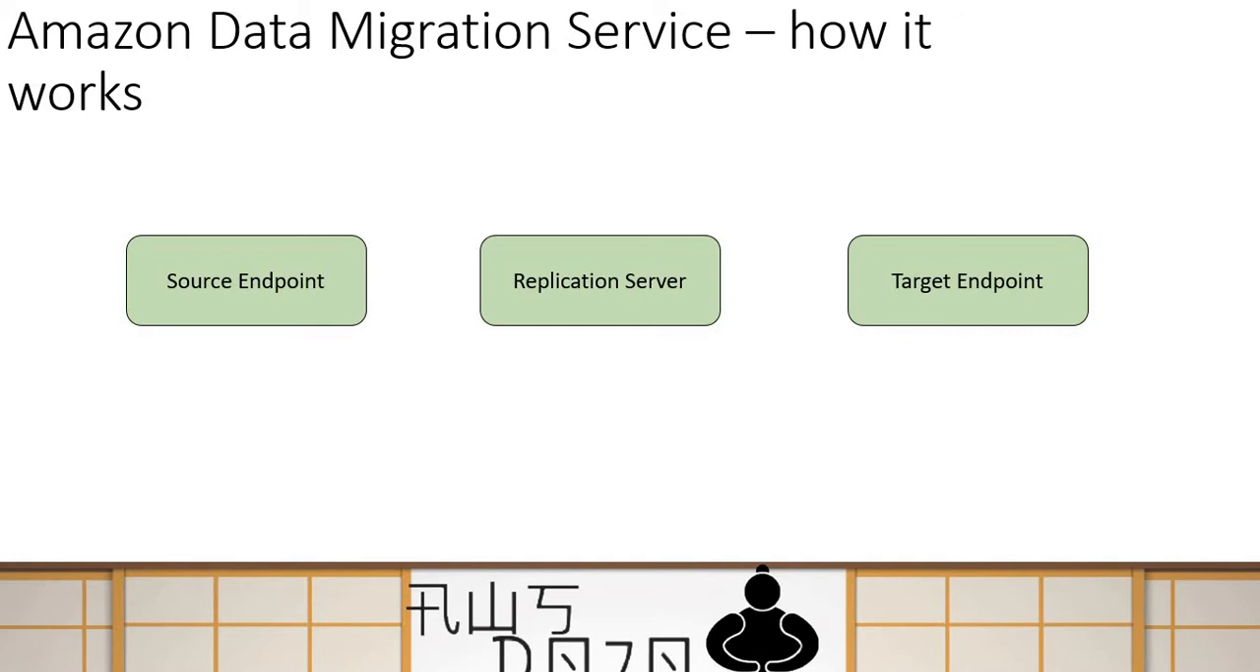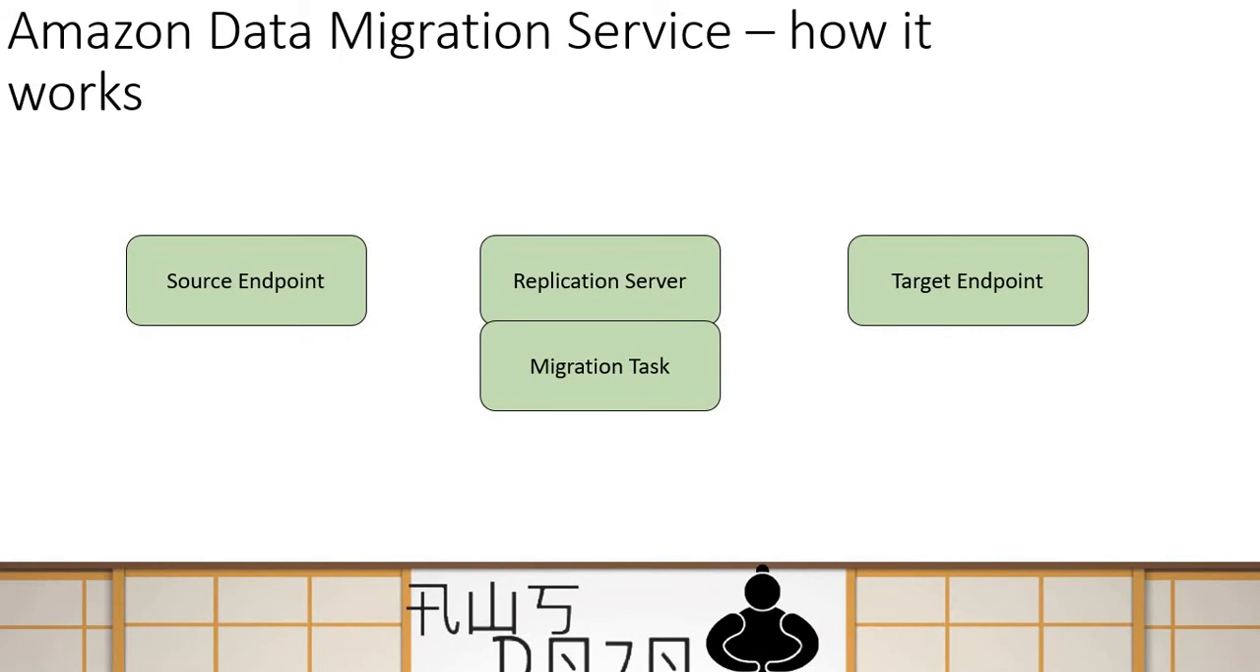So these three are the most fundamental things you need to have in place before you can start the migration. A replication server, which is basically the compute power, the virtual machine, the EC2 instance, which is doing the actual migration; your source endpoint, which is providing connection to your source systems; and your target endpoints, which are providing connection to your target systems. And then you start writing migration tasks.